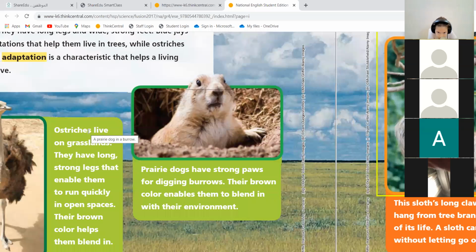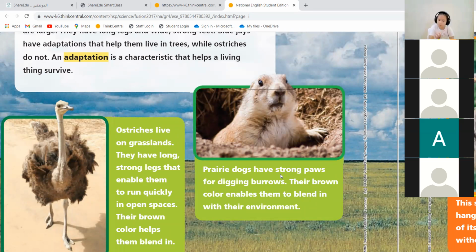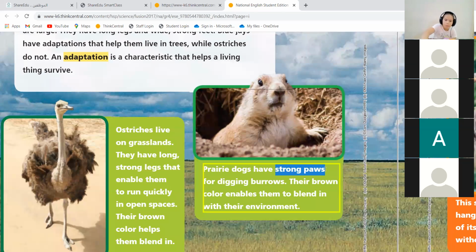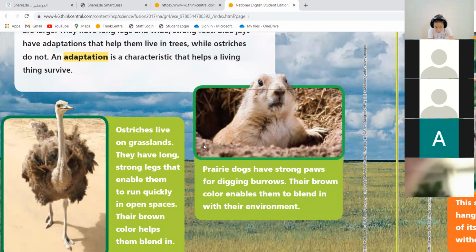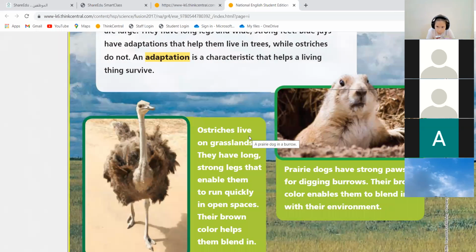What about a prairie dog? A prairie dog has what? A prairie dog has strong paws. Excellent. For what? For digging burrows. Excellent. What else? What about the color? The prairie dog's color is like the floor, so it can hide. Excellent, well done. So it can blend in.